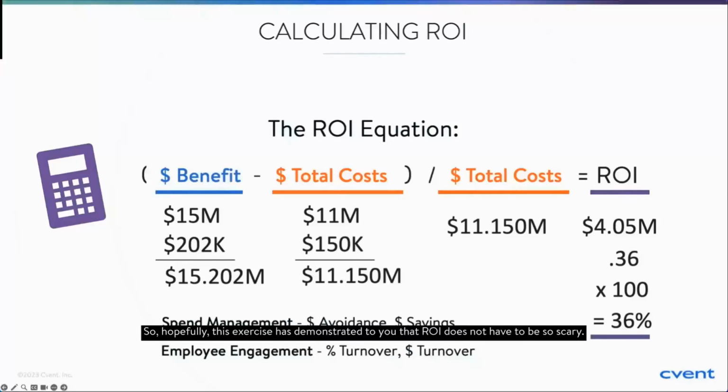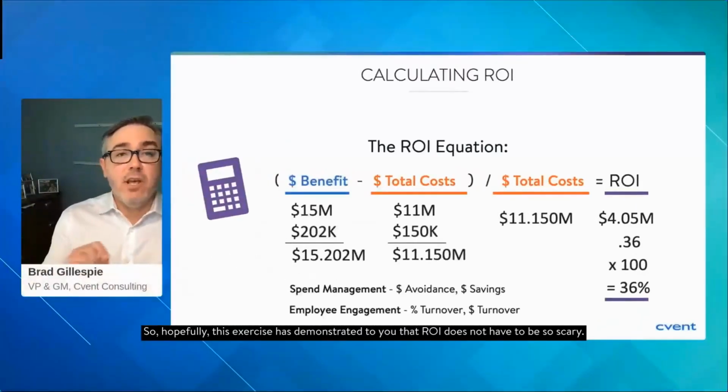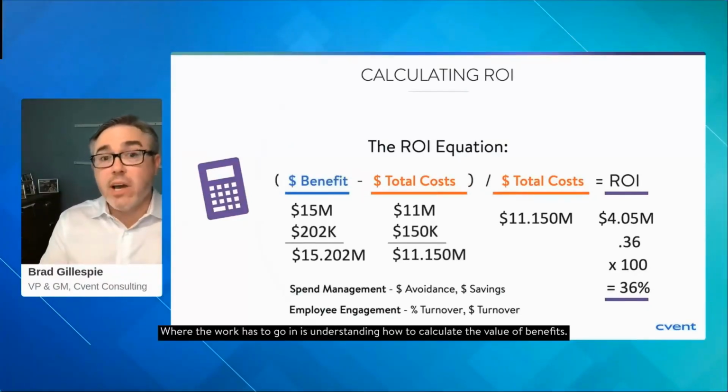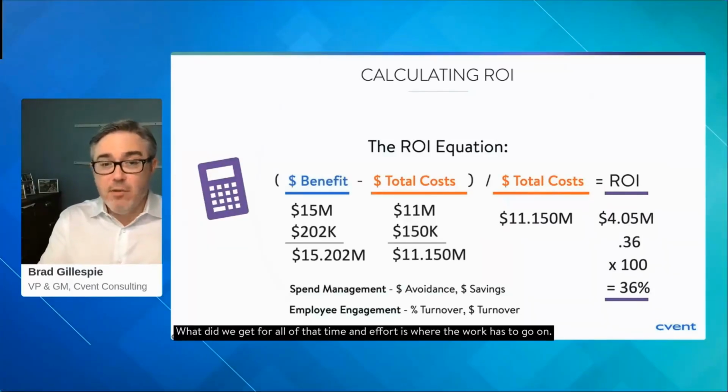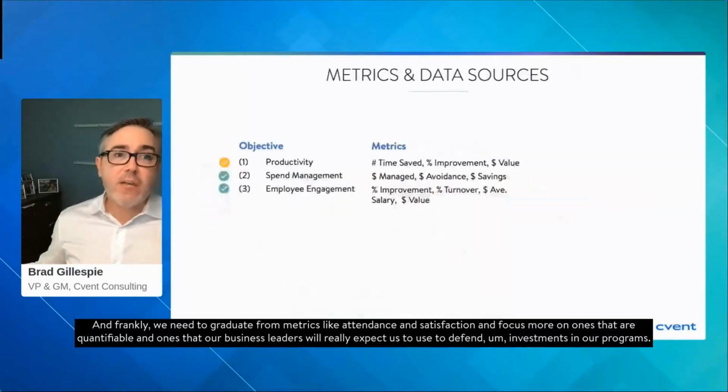So hopefully this exercise has demonstrated to you that ROI does not have to be so scary. There's a very basic formula. Where the work has to go in is understanding how to calculate the value of benefits. Understanding the objective and understanding the benefit, what did we get for all of that time and effort, is where the work has to go on. And frankly, we need to graduate from metrics like attendance and satisfaction and focus more on ones that are quantifiable and ones that our business leaders will really expect us to use to defend investments in our programs.